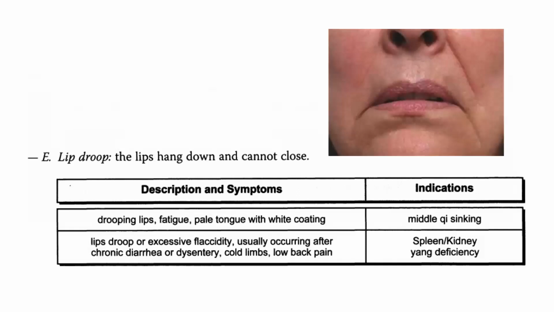Next, we have lip droop, which means the lip hangs down and cannot close. First, we have drooping lips, fatigue, pale tongue with white coating. It's an indication of middle qi sinking. If the lips droop with excessive flaccidity, usually occurring after chronic diarrhea or dysentery, there are cold limbs and low back pain. It's an indication of spleen and kidney yang deficiency.